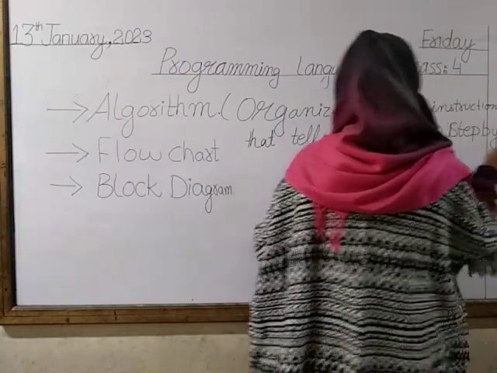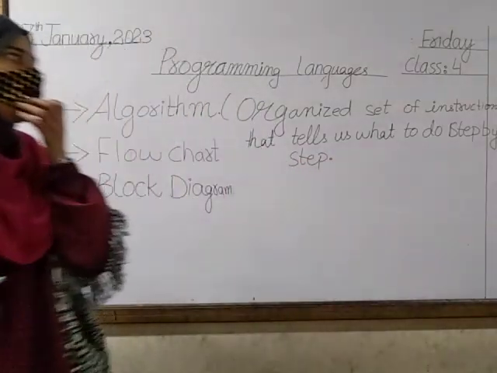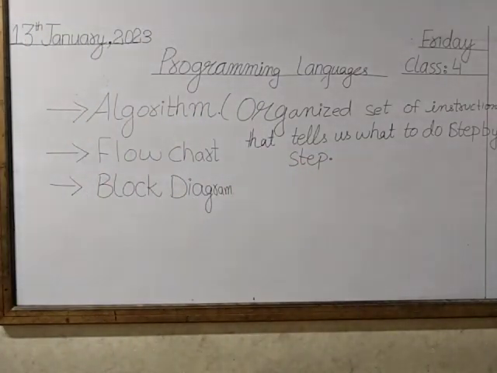Basically, algorithm is a step-by-step procedure that tells us what to do next. Basically, algorithms are the organized set of instructions which tell us or users what we have to do next. So what is flowchart?